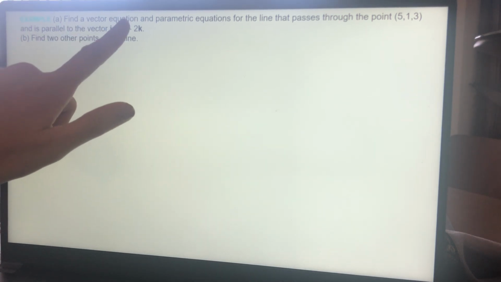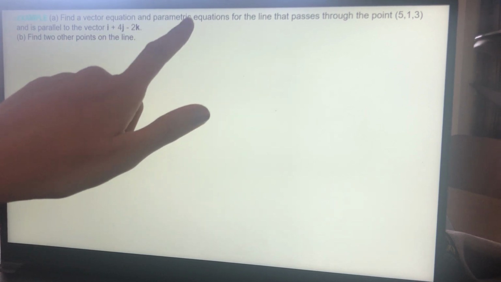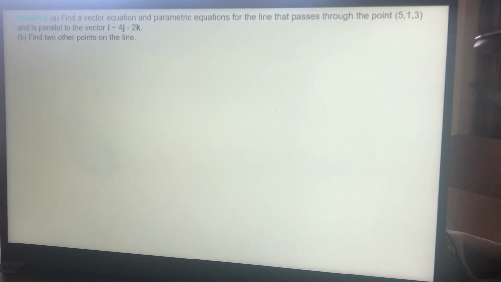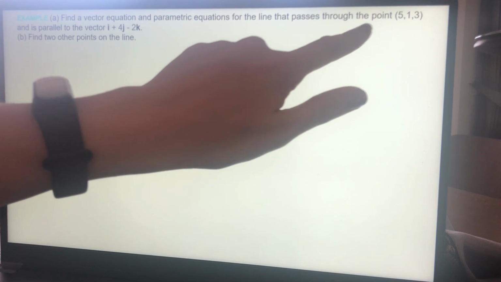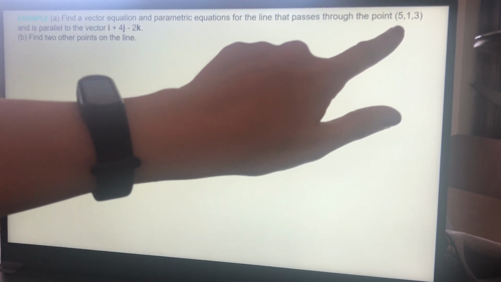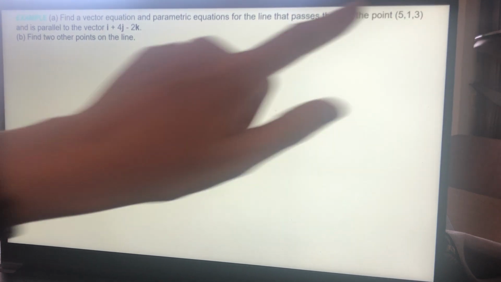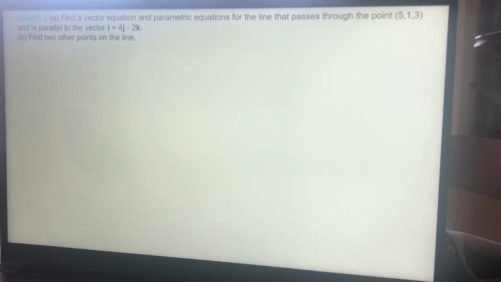Find the vector equation, r equals r0 plus tv. Don't forget that. And the parametric equation: x equals x0 plus at, y equals y0 plus bt, z equals z0 plus ct, right? For the line that passes through the point, the point is given. This is r0, which is x0, y0, z0, right? And is parallel to the vector. If it is parallel, then their direction should be the same. Then our a, b, c is 1, 4, minus 2.